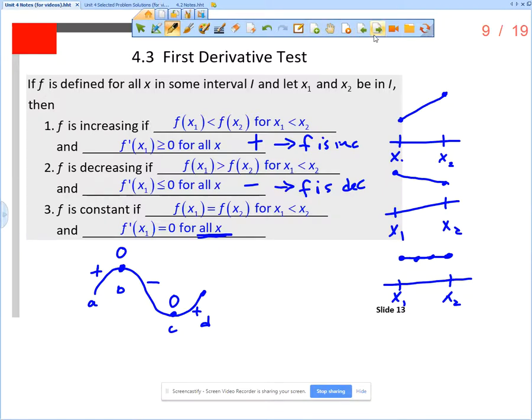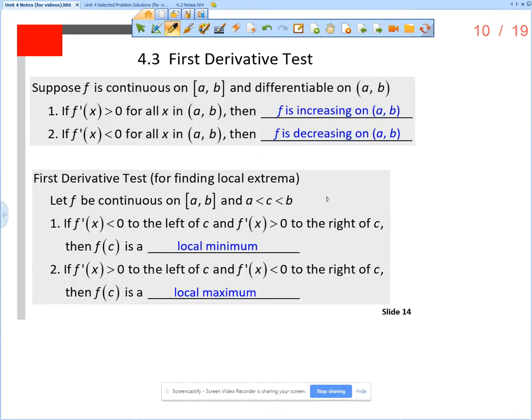All right, moving on to slide 14. So now suppose that f is continuous on the closed interval a to b and differentiable on the open interval a to b.